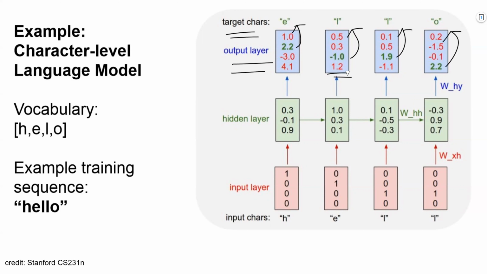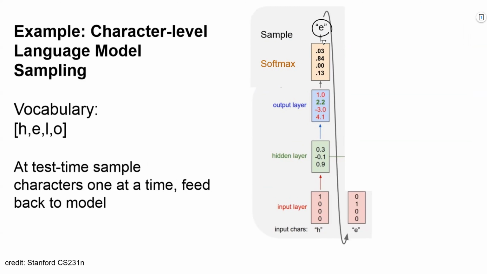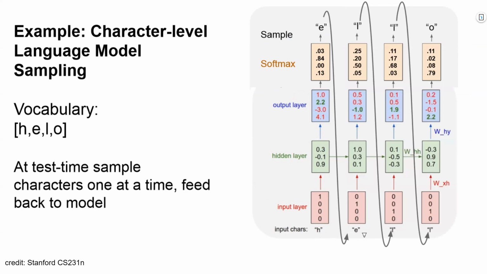In this case, the probability distribution is quite different from what we expected. Then here, a large loss will occur. And at test time, what we do is we input one character, and we sample from this softmax. And then this output becomes the next input. Okay, we follow this procedure like this. So at test time, we sample characters one at a time and feed that sample back to the model. That is how we generate text.